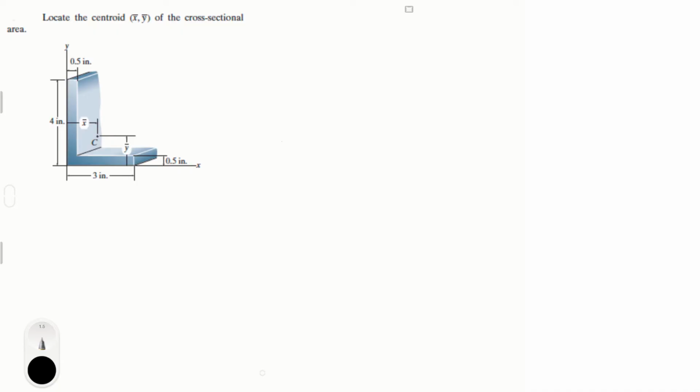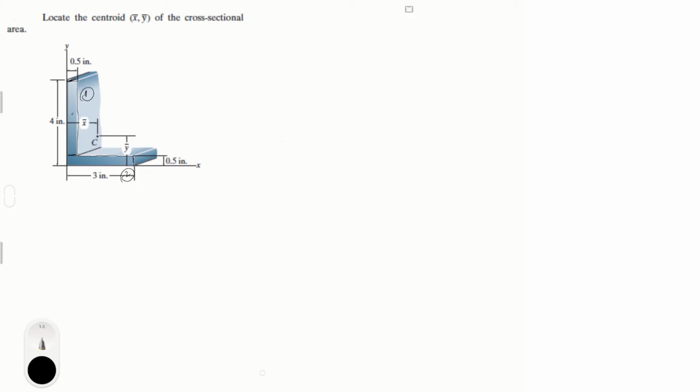Alright guys, let's do this problem. Let's look at the centroid of the cross-sectional area. So we have this area that I'm going to divide into two parts. I'm going to call this rectangle part 1 and this second rectangle part 2. And now we're going to be able to build our table to solve this problem.